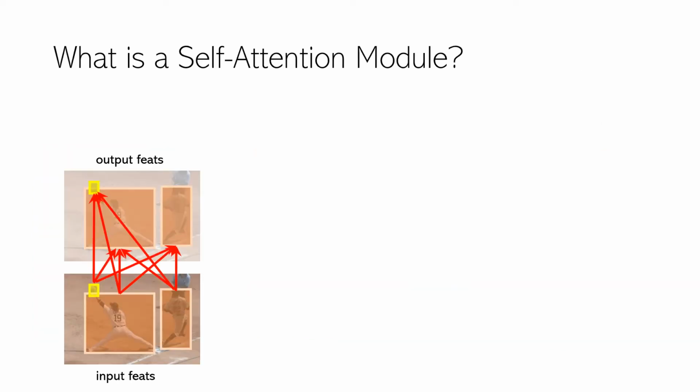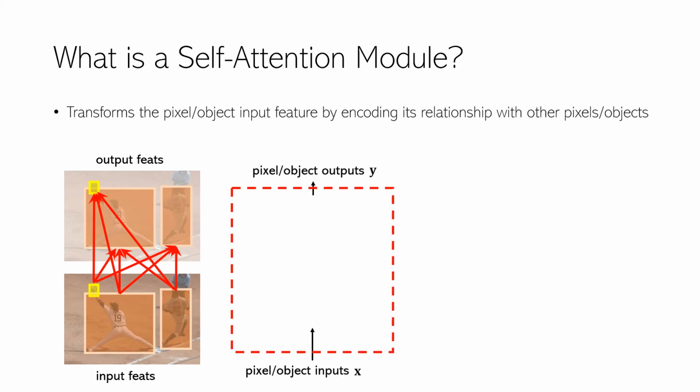So what is a self-attention model? Please see this figure, which takes the objects as an example. For each object, it transforms its input feature by encoding its relationship with other objects. The input and output features can have the same dimension, and therefore the module can be stacked anytime.